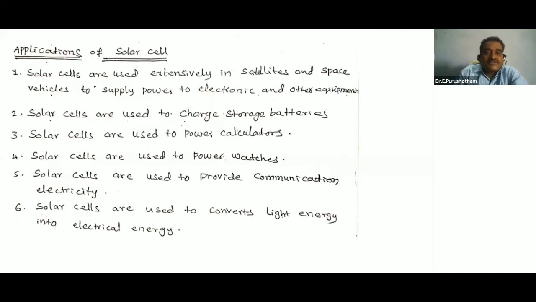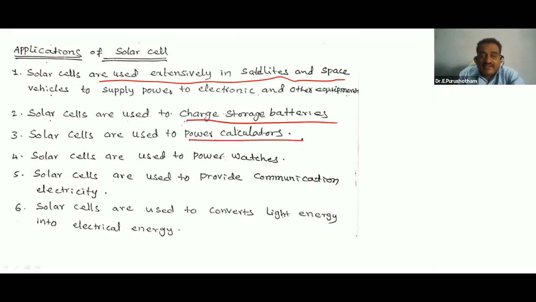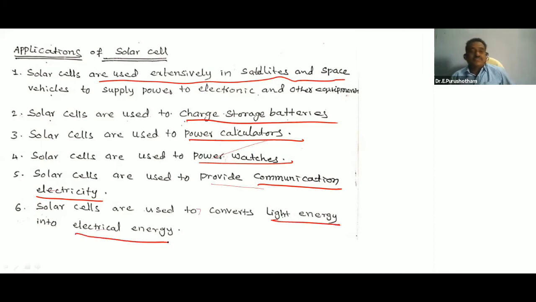Applications of solar cell. So first point, solar cells are used extensively in satellites and space vehicles, to supply power to the electronic and other equipments. Solar cells are used in charge storage batteries, power calculators, power watches. Communications, electricity. Solar cells are used to convert light energy into electrical energy. So these are the applications.